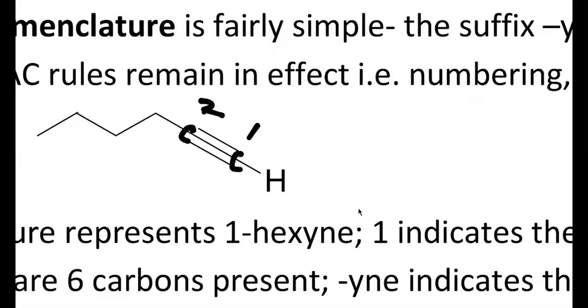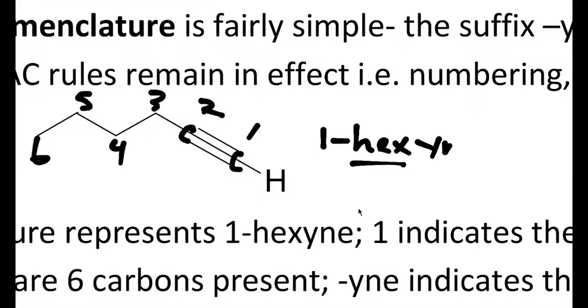1, 2, 3, 4, 5, 6 carbons. So this will be 1-hexyne, hex for 6, yne, right? So the 1 tells me where the alkyne is, and the yne is my suffix, just like for alkenes, the suffix was -ene.